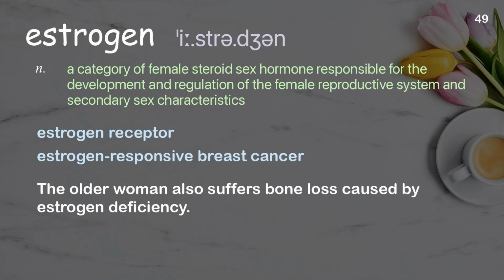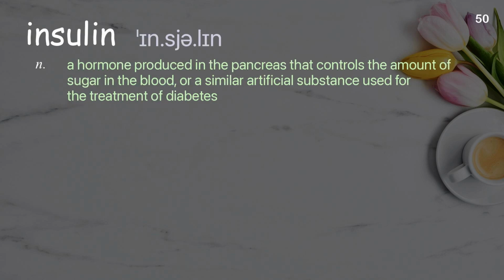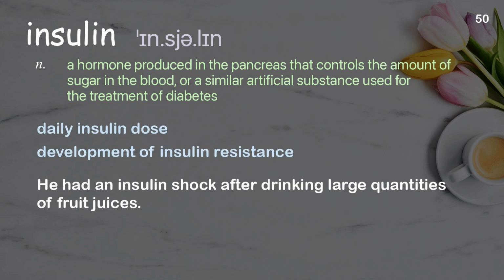Insulin. A hormone produced in the pancreas that controls the amount of sugar in the blood, or a similar artificial substance used for the treatment of diabetes. Examples: Daily insulin dose, development of insulin resistance. He had an insulin shock after drinking large quantities of fruit juices.